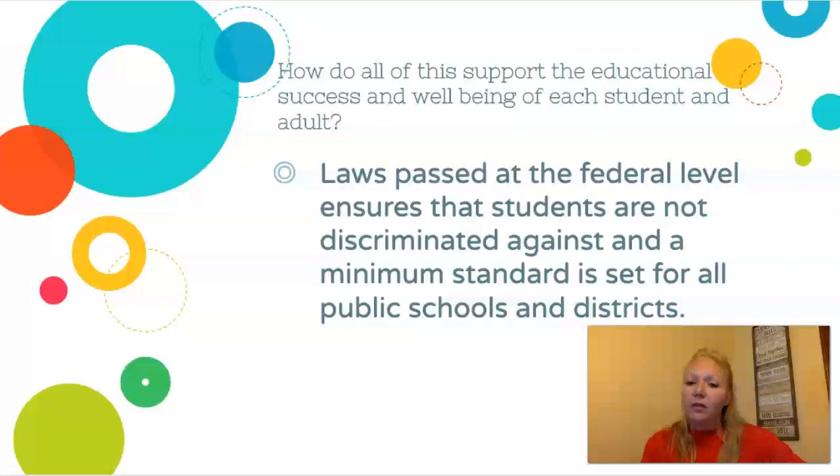And then at the federal level, laws are passed, and that ensures that students are not discriminated against, and that a minimum standard is set for all public schools and districts. Again, the states can choose how they want to implement those, but there is a minimum that they must follow. As I stated before, the Civil Rights Act, No Child Left Behind, etc.